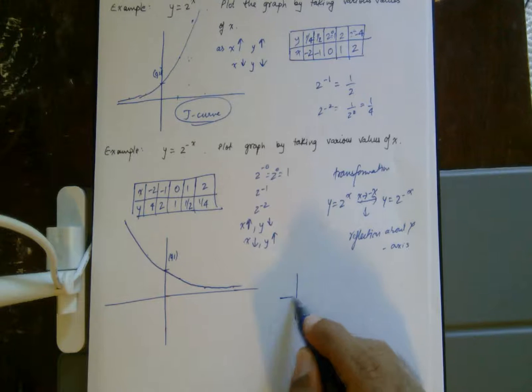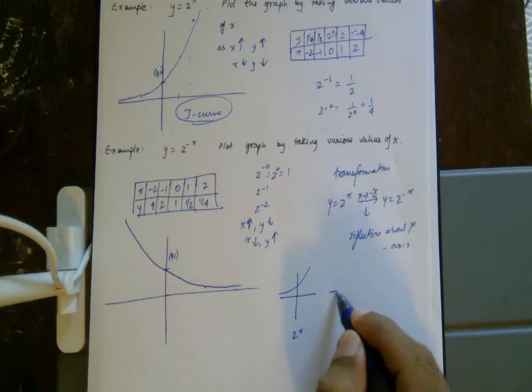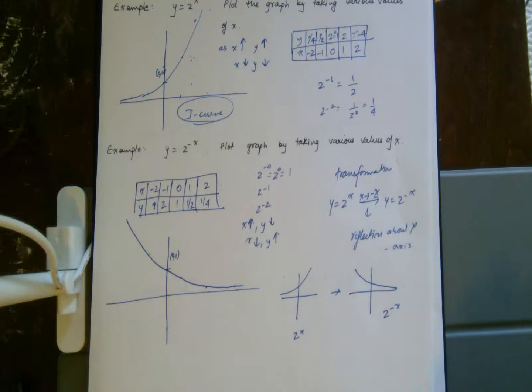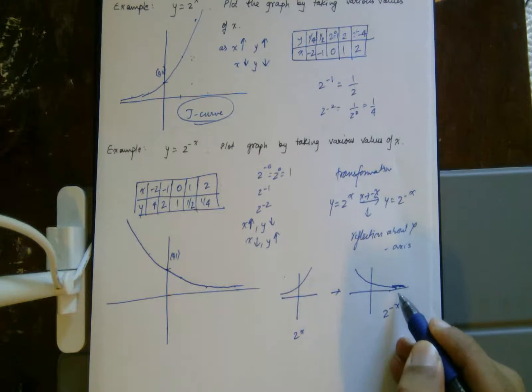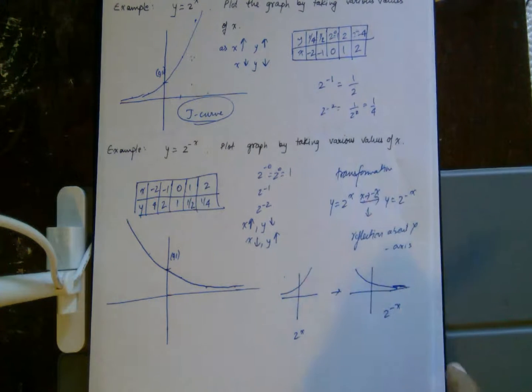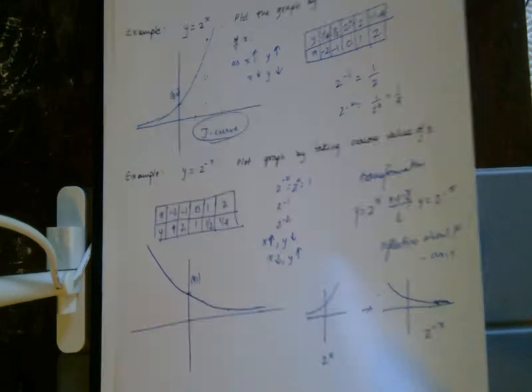And so, based on transformations, I start with 2^x, and then I go to 2^(-x). Okay, this never touches the x-axis. That's a mistake there, because it's a rough sketch. So anyways, this is something you've seen in 135, just general graph transformations.